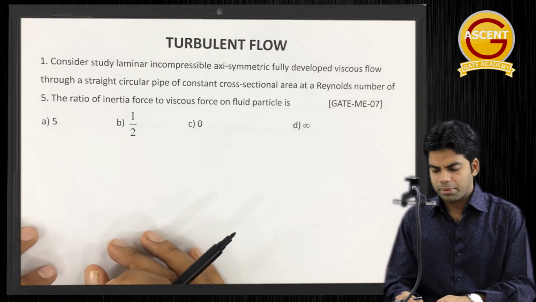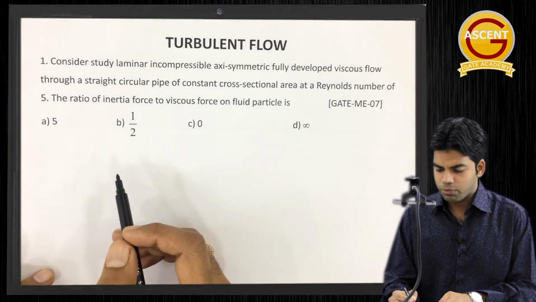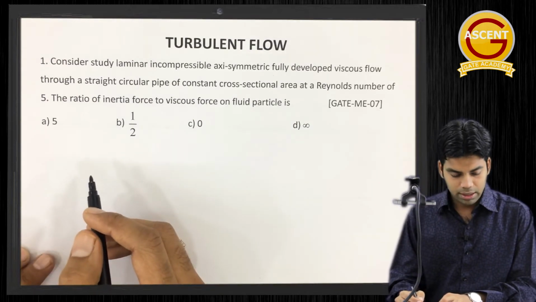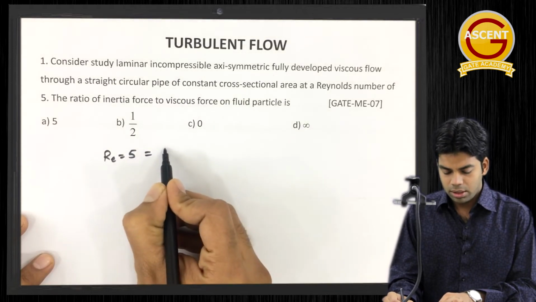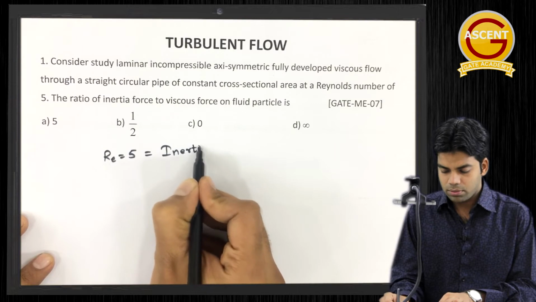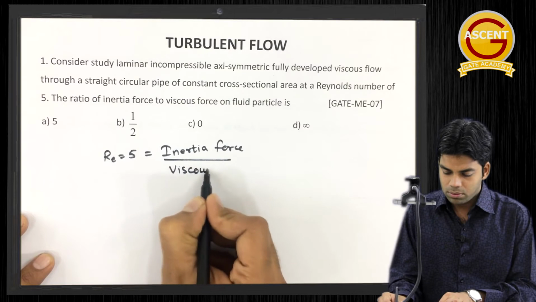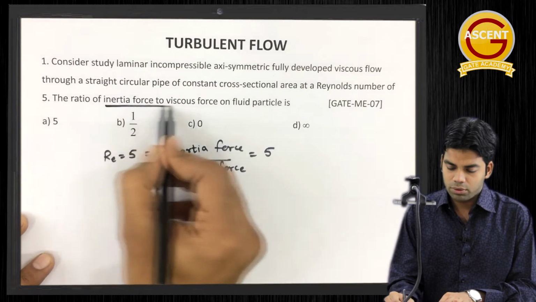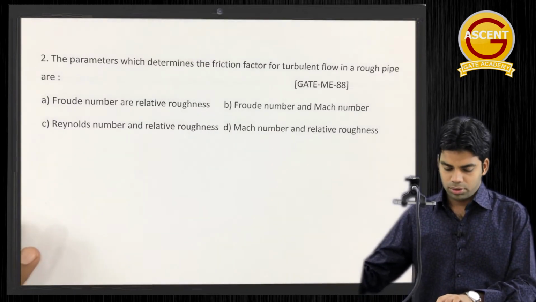Consider a steady, laminar, incompressible, axisymmetric, fully developed viscous flow through a straight circular pipe of constant cross-sectional area at Reynolds number of phi. The ratio of inertia force to viscous force of the fluid particle is? Okay, the Reynolds number is given as phi, and we know Reynolds number is nothing but the ratio of inertia force to viscous force. So this ratio of inertia force to viscous force of the fluid particle will be phi. Answer will be A. Okay, next question.